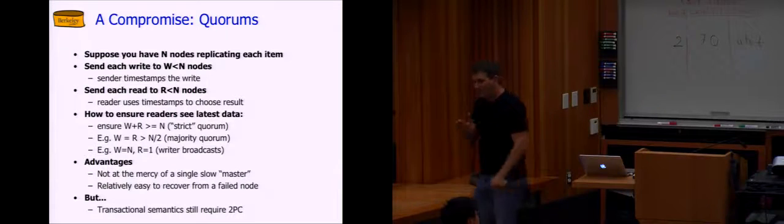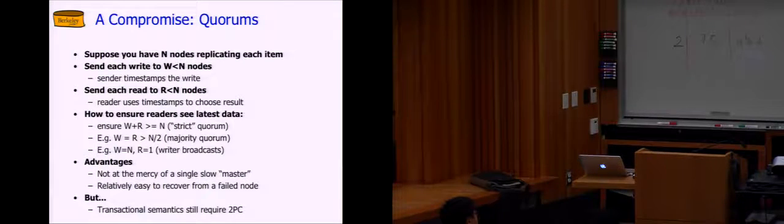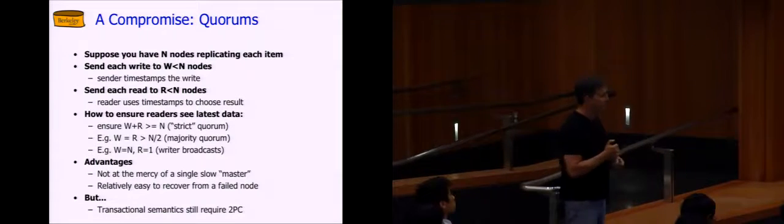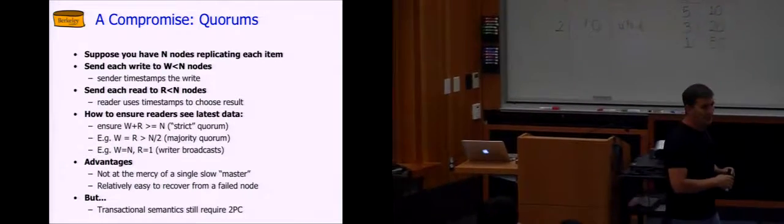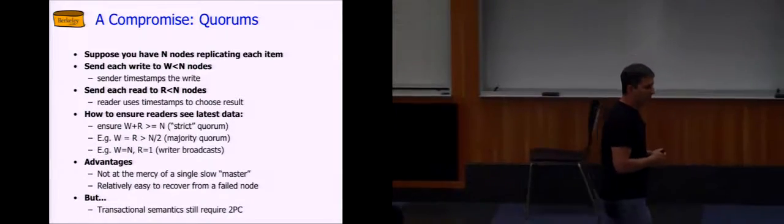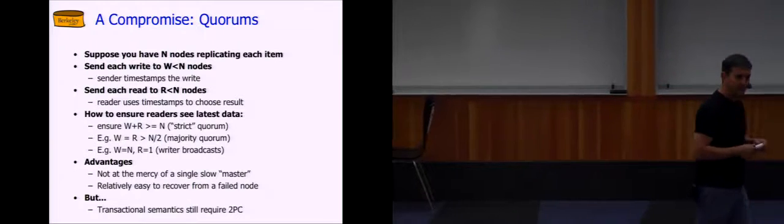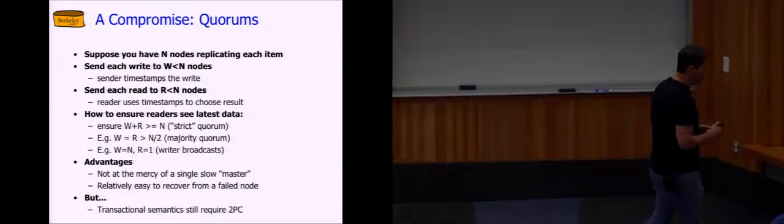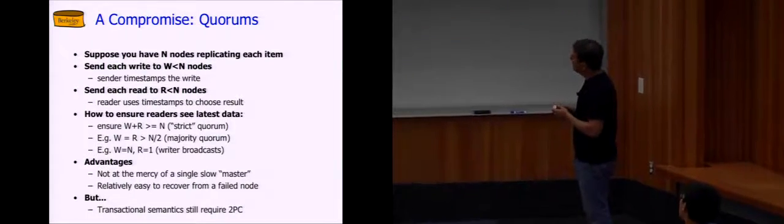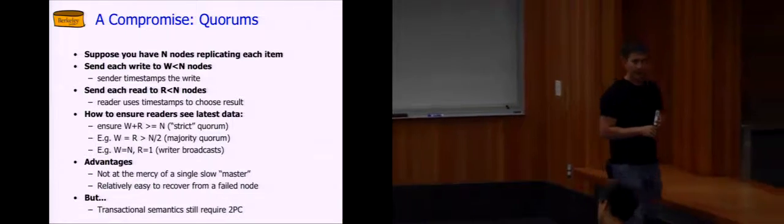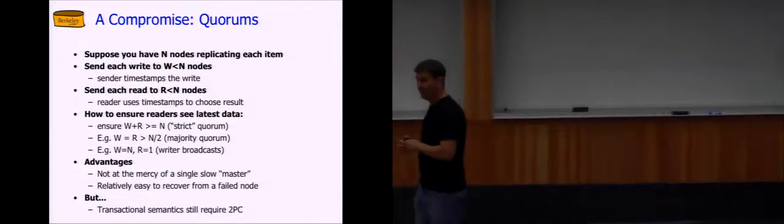All right, here's a compromise between single master and multi-master, which is called quorums, or if you like, quora. The idea here is suppose you have n nodes replicating each item. We're going to send our writes not to all the nodes, but to any subset of the nodes of size W. So if you have 5 nodes, maybe we'll send writes to any 3 of them. And we're going to timestamp our writes. And we'll also send reads to some subset of size R. So we had 5 nodes. Maybe we write to 3 of them, and we read from 3 of them.